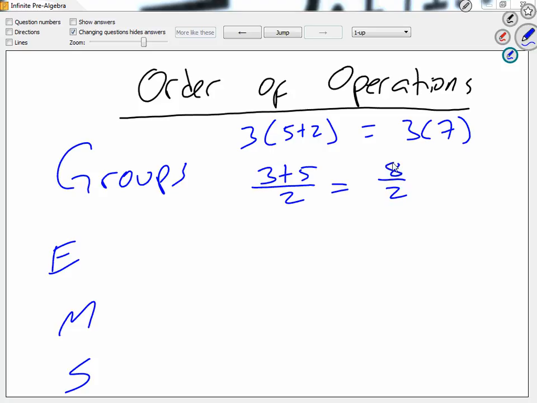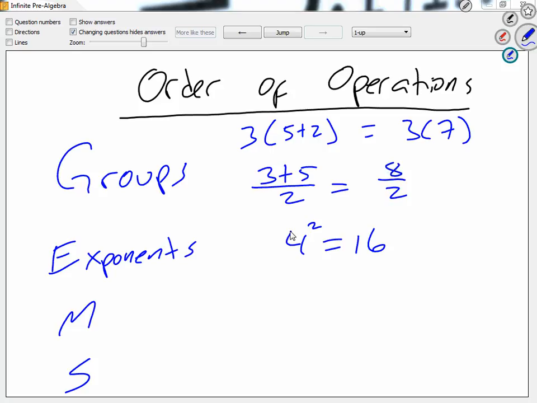The E for GEMS stands for exponents. An exponent is something that we saw last week, like 4 squared, I call that 16. And not 4 times 2, but 4 twice, so 4 times 4, that's why I call it 16. So work your groups first, and work your exponents.